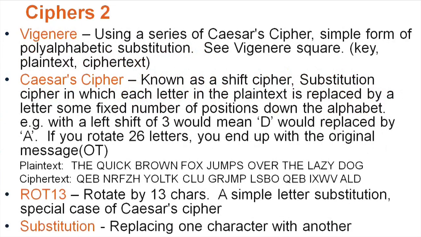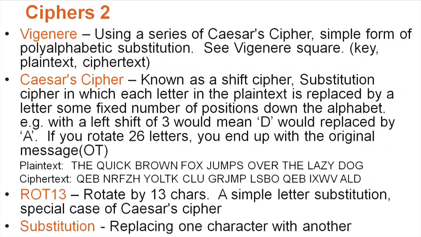The Vigenère cipher is also going to be on the test, and it's using a series of Caesar ciphers to form a simple polyalphabetic substitution. So you can see the Vigenère square, which is a key, plain text, and ciphertext. The Vigenère is using a series of Caesar ciphers. Well, what is a Caesar cipher?